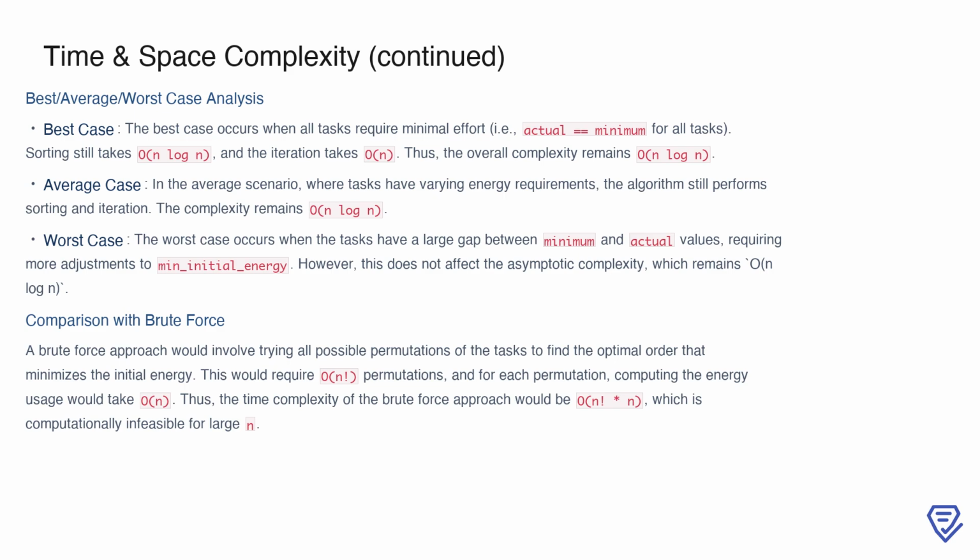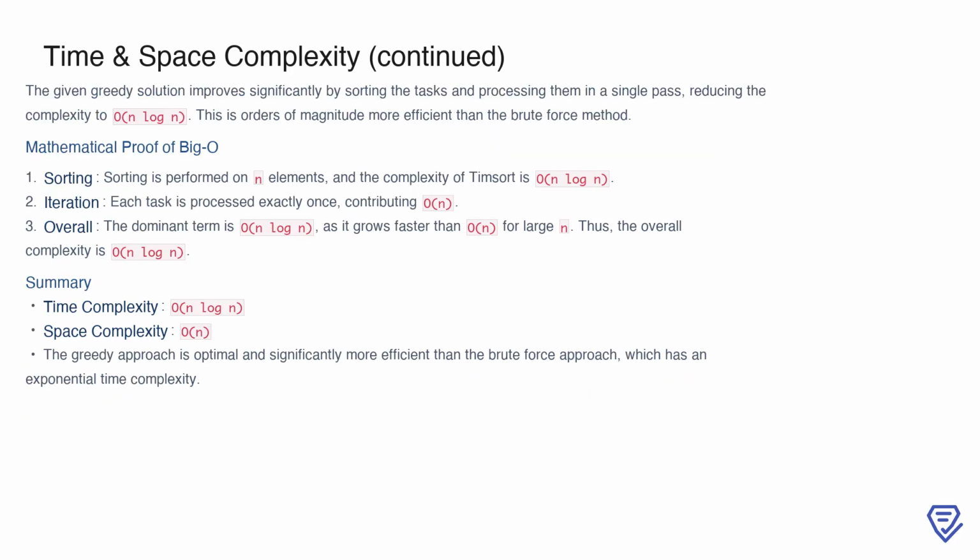For comparison, a brute force solution would involve examining all permutations of the tasks, which is computationally expensive. With n! permutations and O(n) operations per permutation, the brute force approach has a time complexity of O(n * n!), making it infeasible for large values of n. This highlights the efficiency of the greedy approach. The greedy solution optimally reduces the problem's complexity by sorting the tasks and processing them in a single pass. This approach achieves a time complexity of O(n log n), which is exponentially faster than the brute force method.